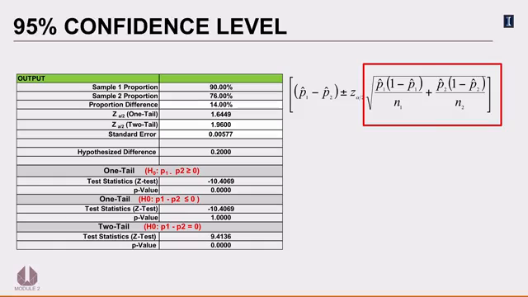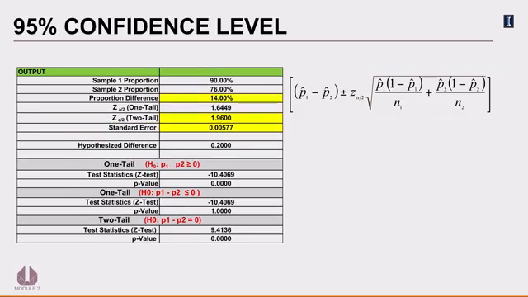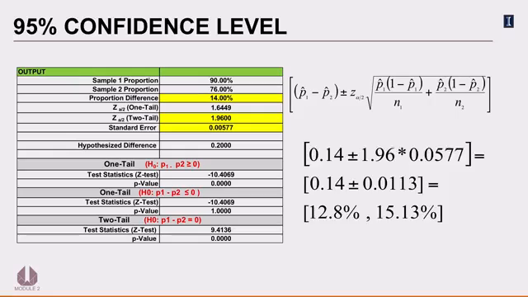The last term is the standard error, and we find it here, which is 0.0057. Now we can substitute values to get the confidence interval for the proportion differences. Using the values from the output, we get a confidence interval of 12.8% to 15.13%.